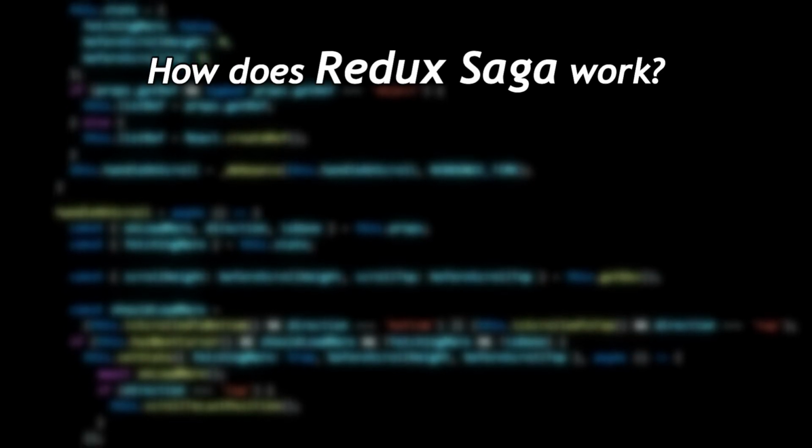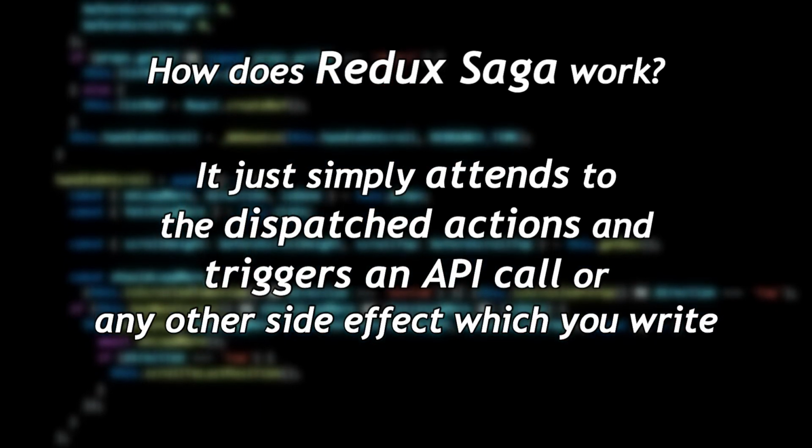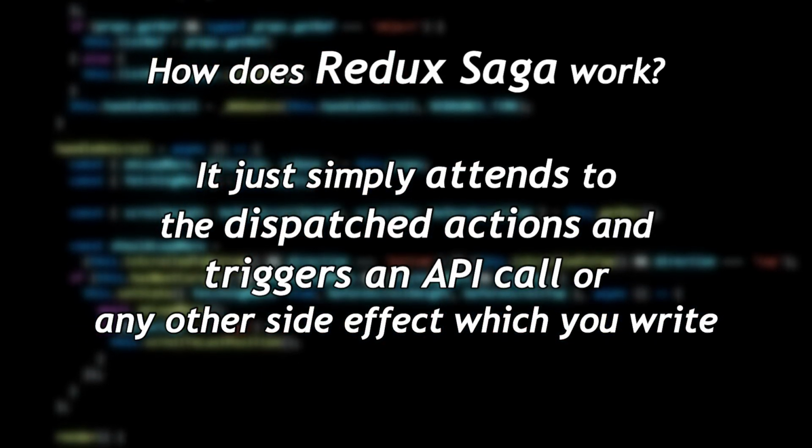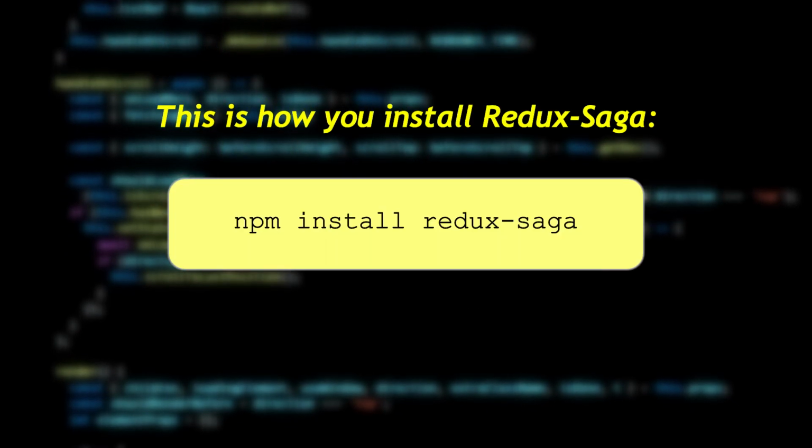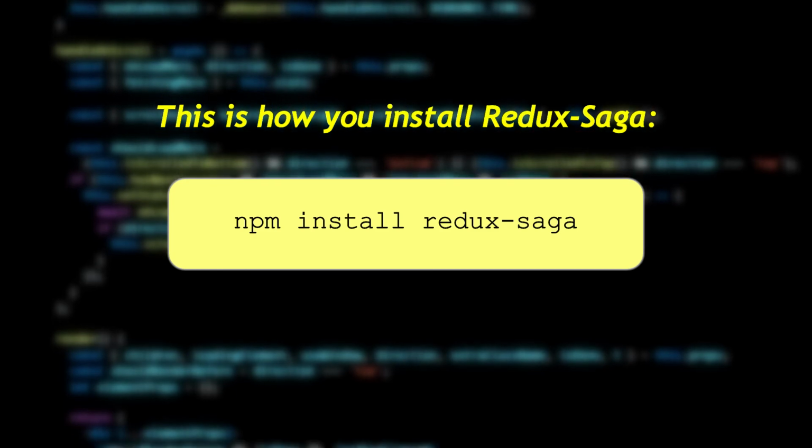So how does redux-saga work? It simply attends to the dispatched actions and triggers an API call or any other side effect which you write. This is how you install redux-saga.